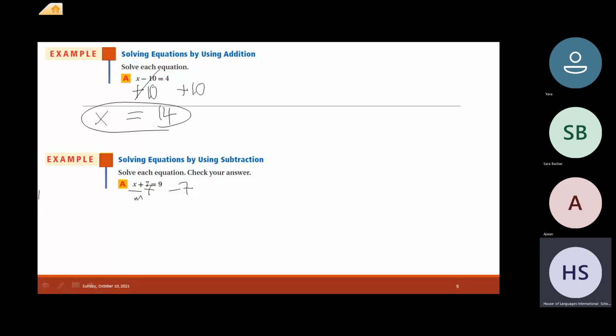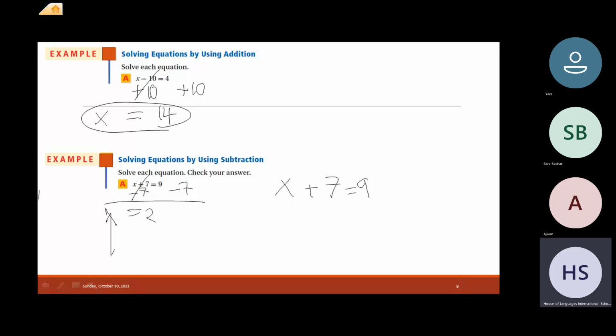Now, x, positive 7 minus 7, since they are the same value with opposite signs, they cancel each other. Bravo. And then 9 minus 7 is 2. So what's the value of x now? It is 2. Let's check our answer. We said that x plus 7 is 9. So if we replace x now with 2, do we get the same answer? Yes.